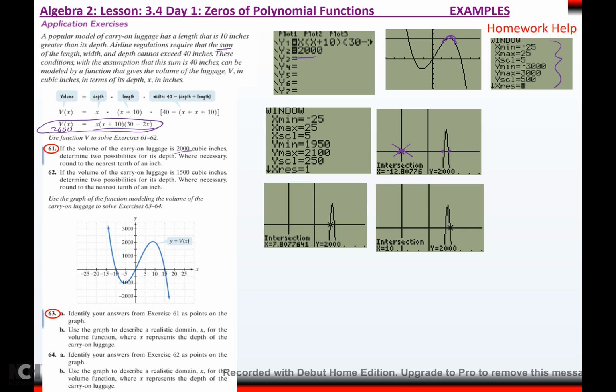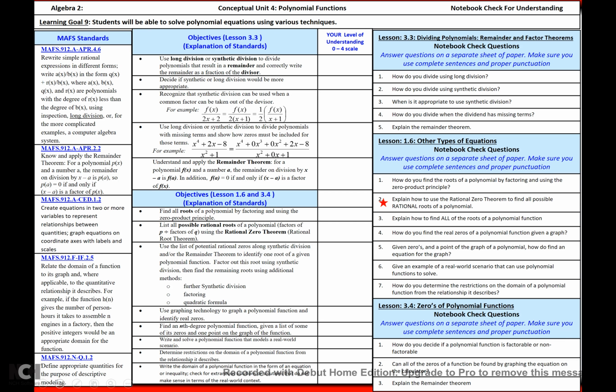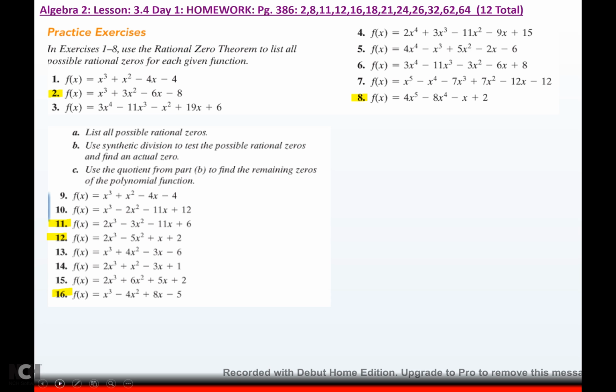So if we calculate those two, I get 7.8, because it said round to the nearest tenth, 7.8, or 10. Okay, those are your two possibilities. And it says identify your answers 61 as points on the graph. Well, again, it was this point right here and this point right there, 7.8 and 10. Okay, so we already answered that. We are at homework, so we are done.